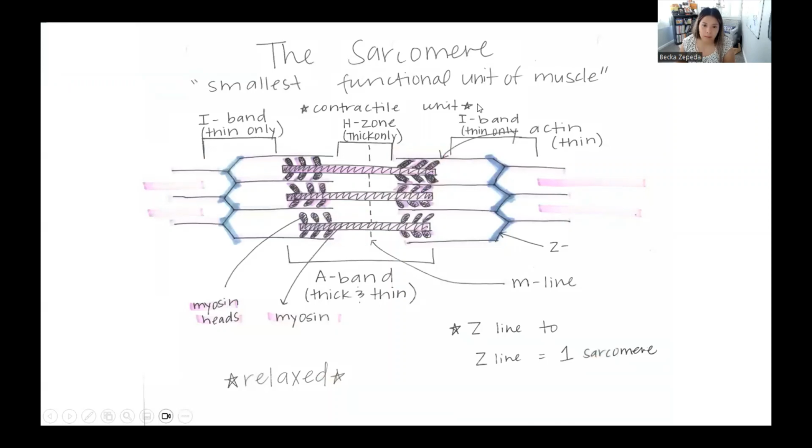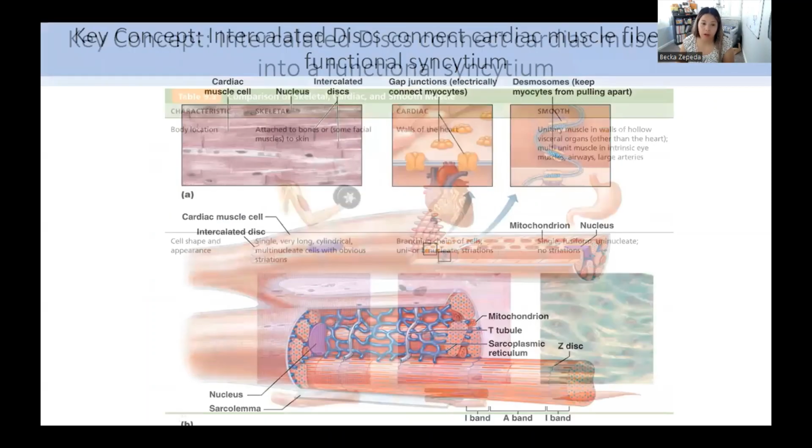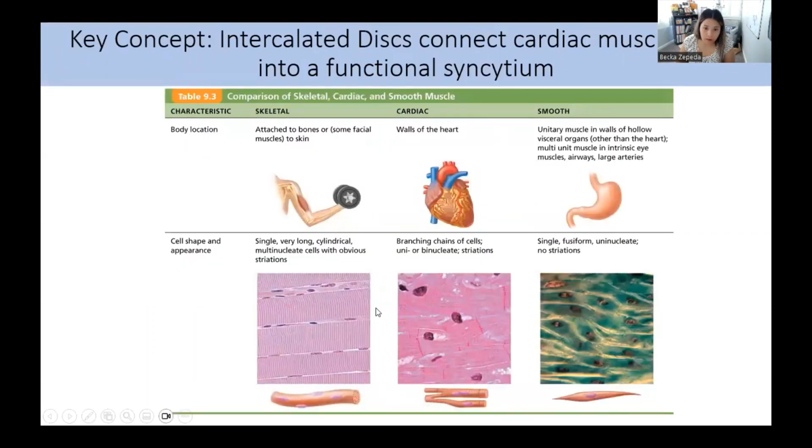Here's the thick in the middle, and then thin on the outside, then thick again in the middle, the next sarcomere, thin on the outside. So these thick, thin, thick, thin, thick, thin arrangements of the muscular proteins, your actin and myosin, myofilaments, that arrangement allows for the dark and light banding that you see with the striation. So the reason why you see this dark light, dark light, dark light, and also on the cardiac muscle, although it's not as obvious, that's because of the arrangement of the actin and myosin.